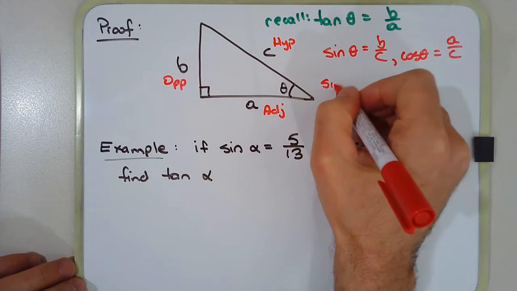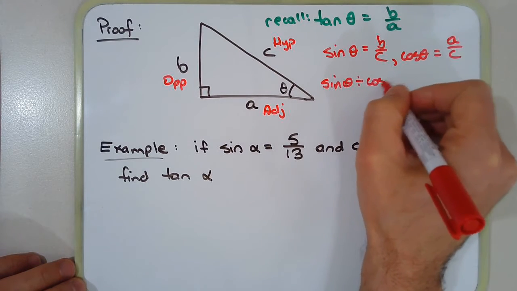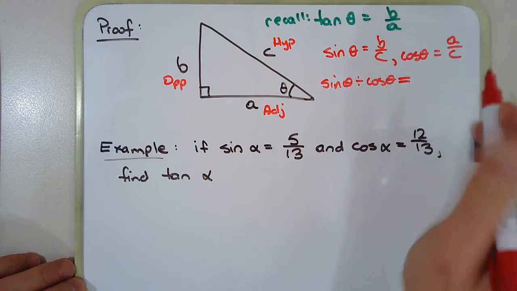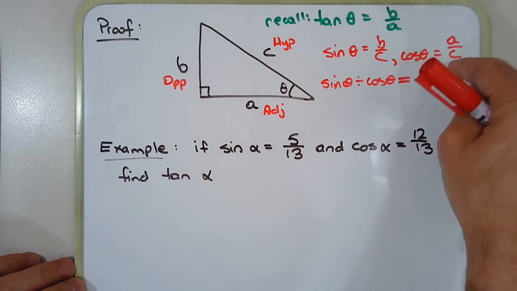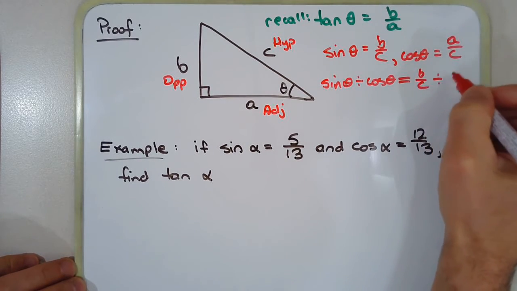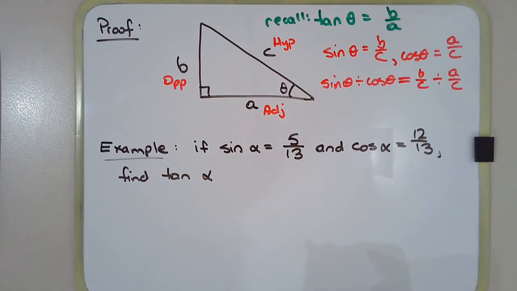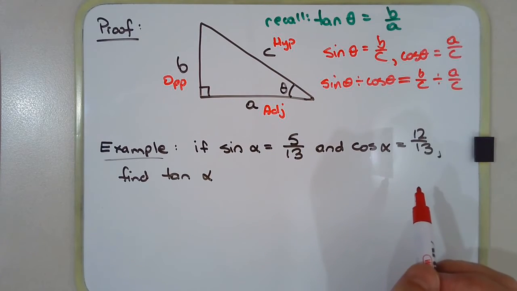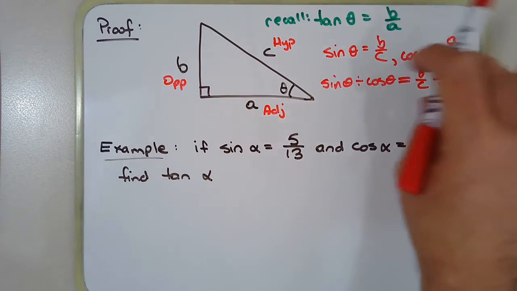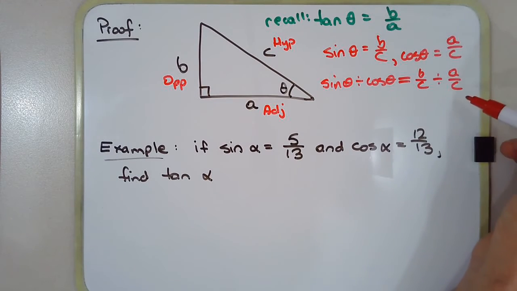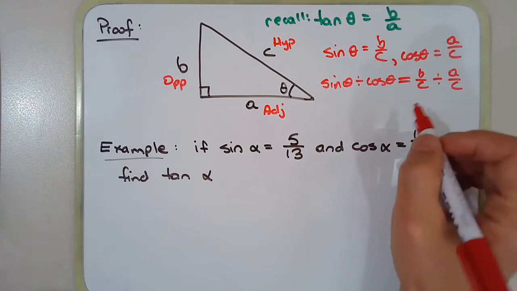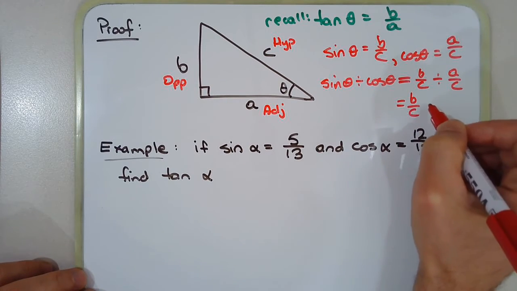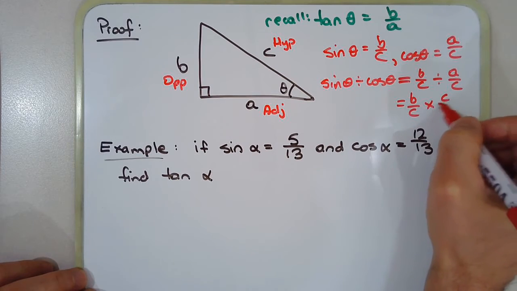Now, sine of theta divided by cos of theta is really equal to B over C divided by A over C. Now, what do we know about dividing by a fraction? It's a fraction inside a fraction here. But the second fraction, we invert it, take the reciprocal of it, and we turn the division into a multiplication. So B over C multiplied by C over A.